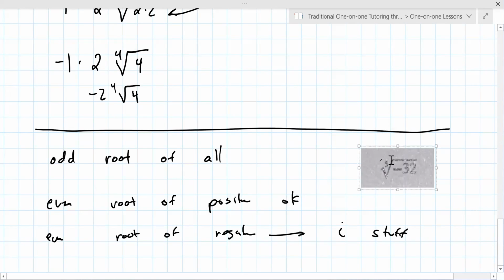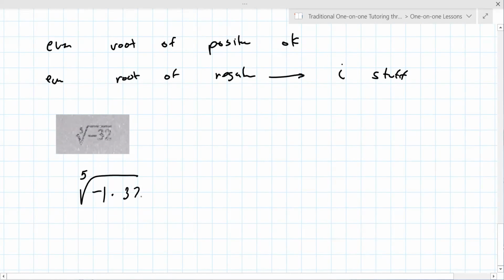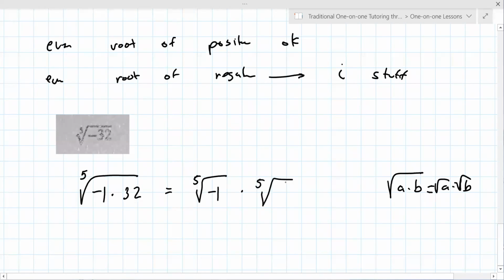When it's negative like this, you want to break it apart into 2 pieces. You want to say this is really the 5th root of -1 times 32, just like we did in the previous problem. And then there's a property that says the root of A times B equals root A times root B, which means that this is the 5th root of -1 times the 5th root of 32. The reason that's helpful is because this one you can do just like we did in the previous problem.